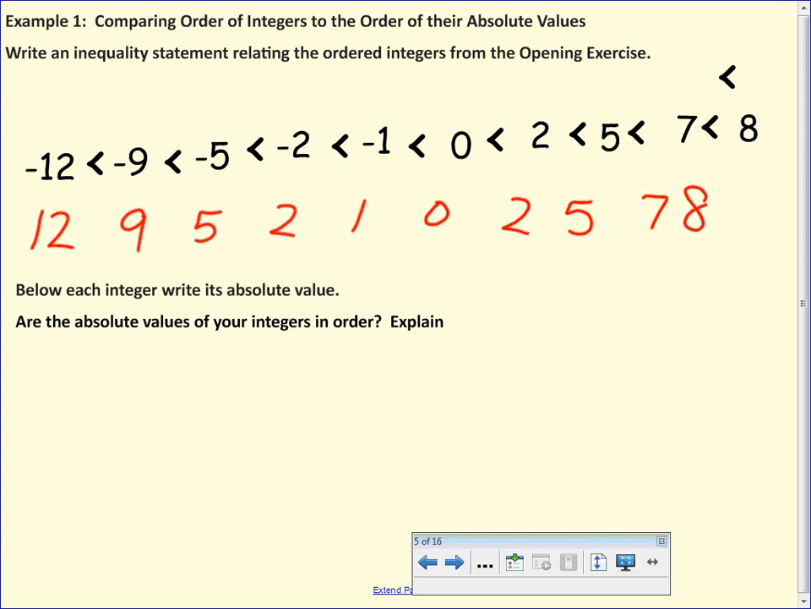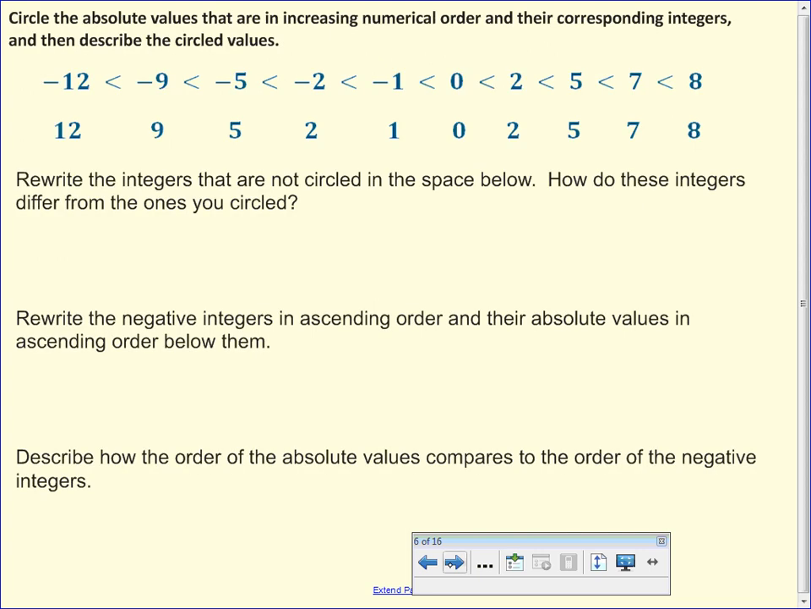So ordering integers is different than ordering absolute values. The absolute values of the integers are not in order anymore. Which ones messed us up? The positive integers or the negative integers? Which absolute values messed up our order? The negative ones. So let's take a look.